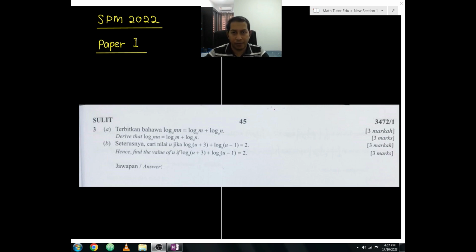So let me proceed to read part B. Hence, find the value of u if log (u + 3) base a plus log (u - 1) with respect to base a is equal to 2. So this is the overall question of SPM 2022 Paper 1 question number 3, which consists of part A and part B. Take your time to solve this question and we will begin the discussion in a count of 5, 4, 3, 2, 1.